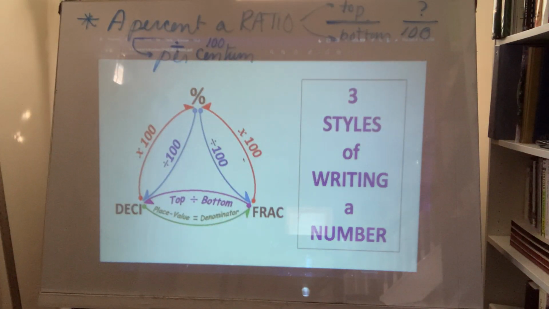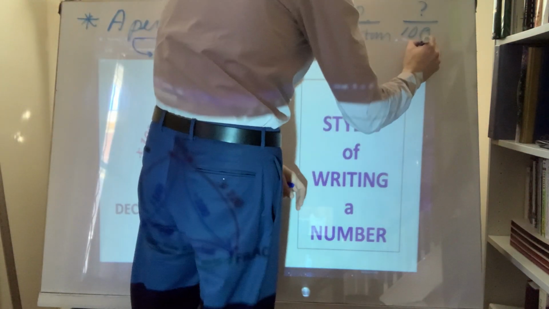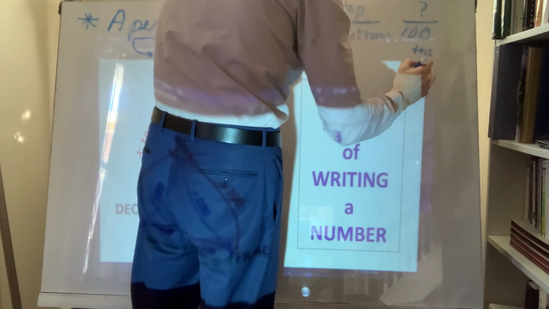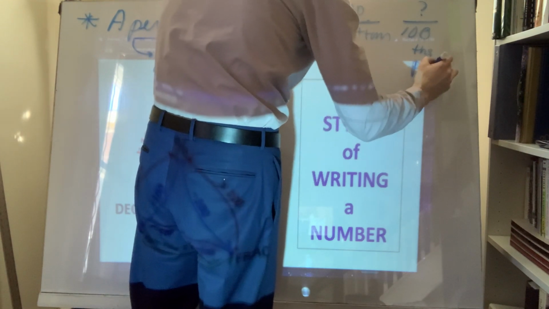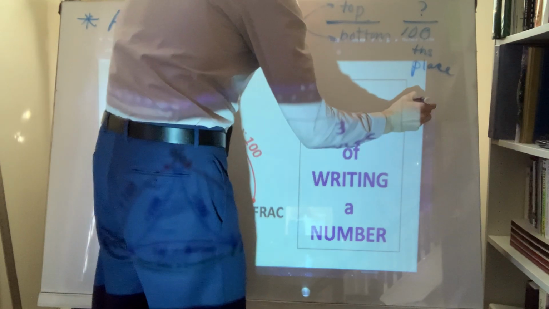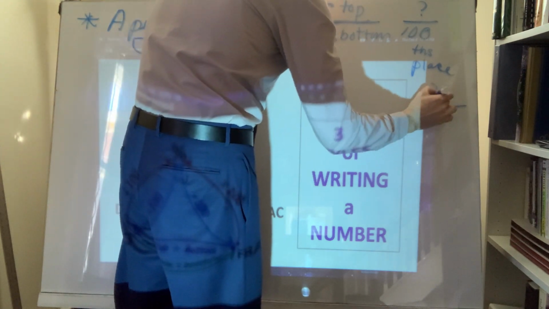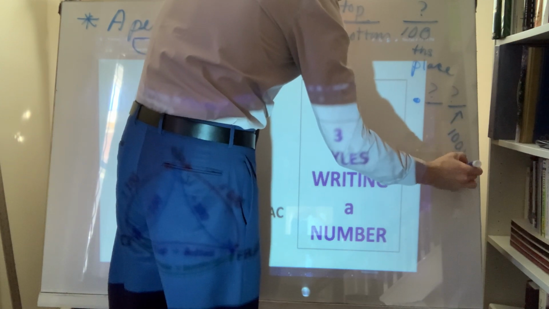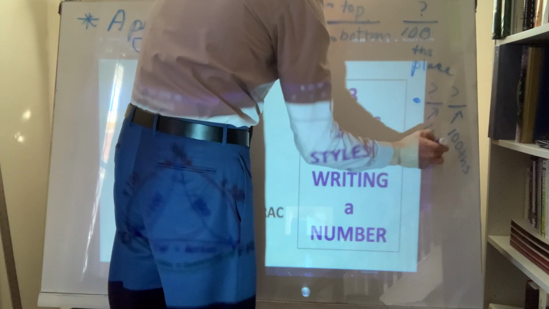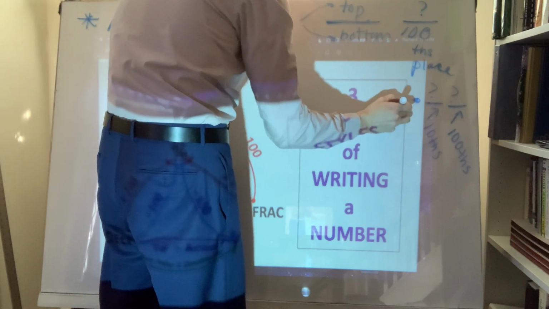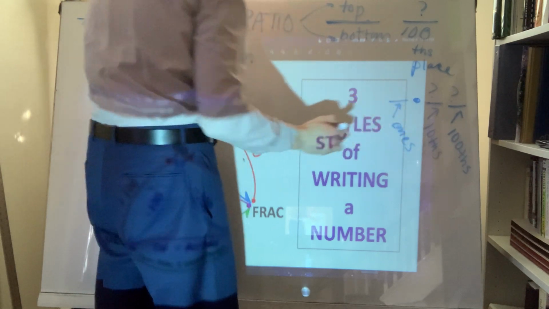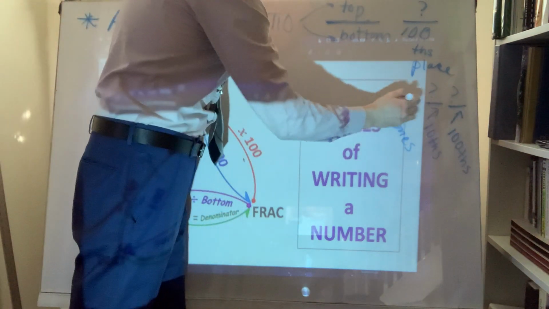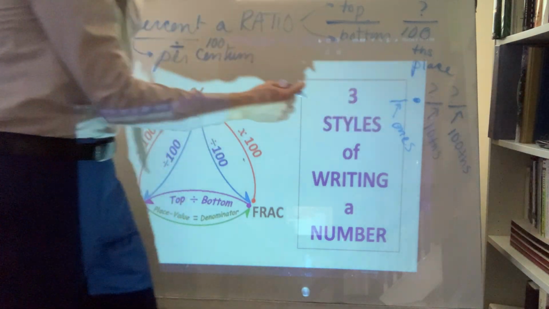Which is cool if you wanted to convert to a decimal, because it would tell you literally where the digits go. If you see 100, that is referring to the hundredths place, which would be 2 digits after the decimal point. And right here would be the tenths, just like this would be the ones place, and so forth. And then the thousandths would be after that.